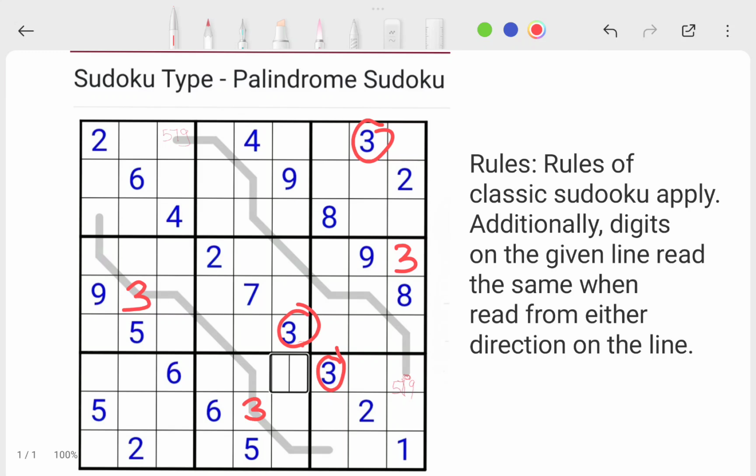Again, now see the first box. We cannot place 3 here because it can contradict the palindrome rule, and 3 of this 3 will not come here, and because of this 3 we cannot place 3 in these two cells. So 3 will come in either of these two cells. Now from the classic rule we can eliminate 3 from these cells. 3 will come here.